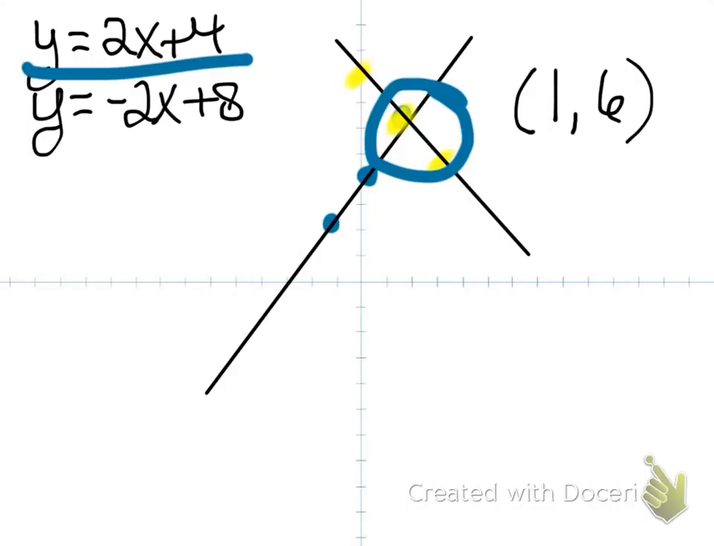Okay, so that is actually the solution to your system. Those two lines intersect at the point 1, 6. So this is a one solution problem, and that means our lines are consistent and they are independent.